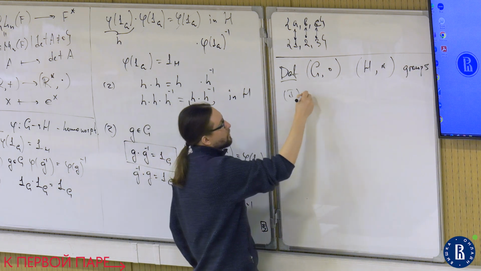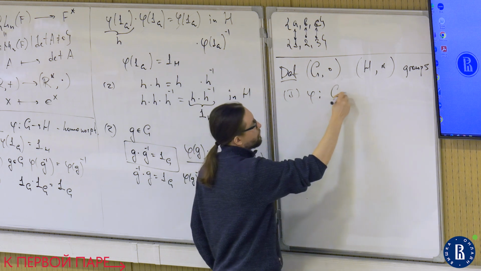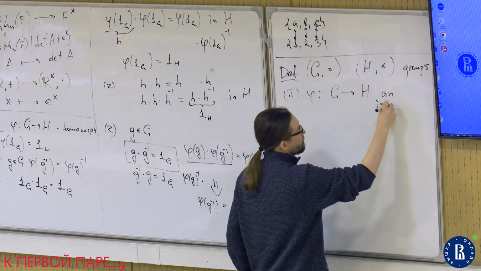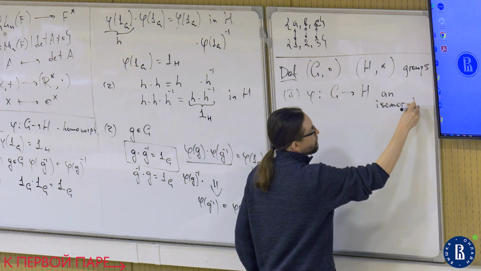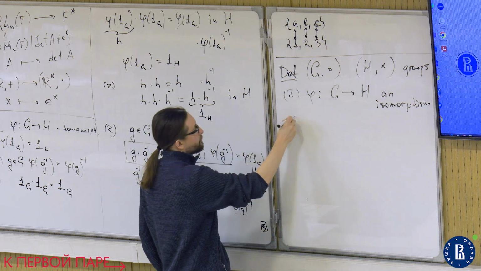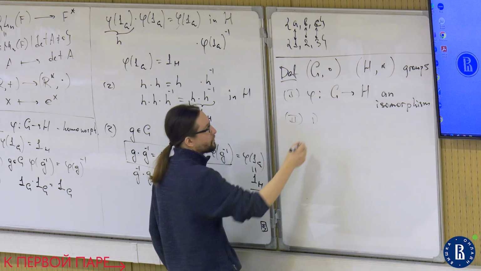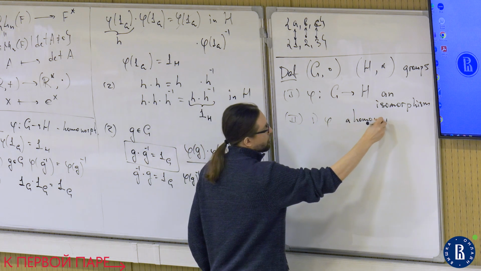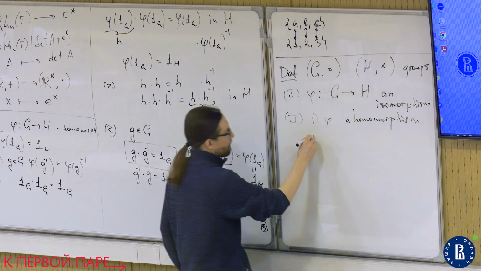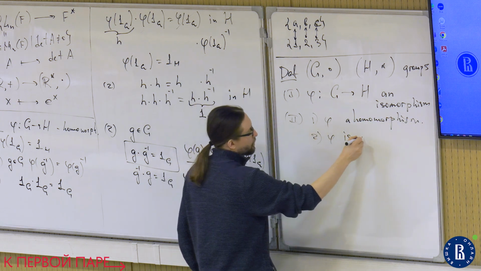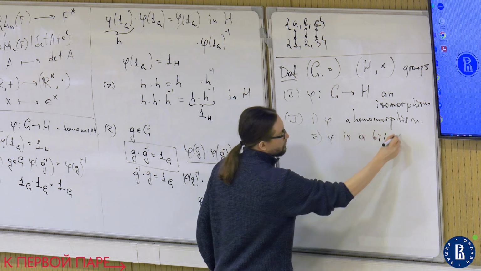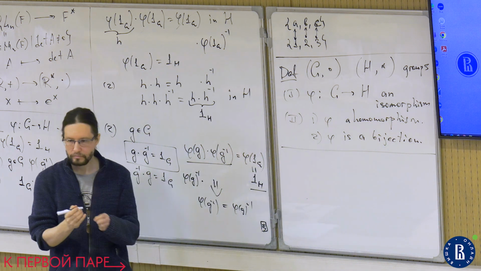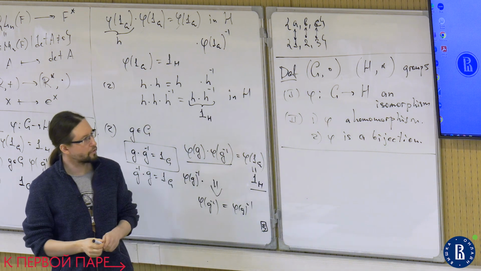Then a map from G to H is called an isomorphism if, first, phi is a homomorphism, and second, phi is a bijection. So this is the definition of an isomorphism.